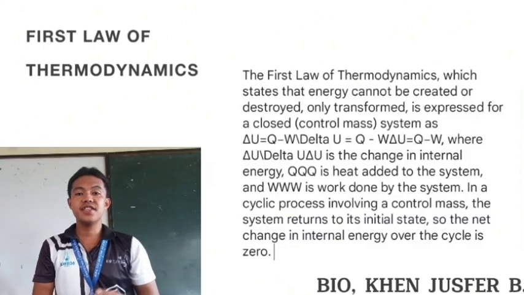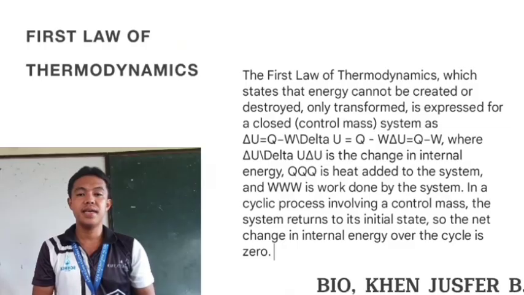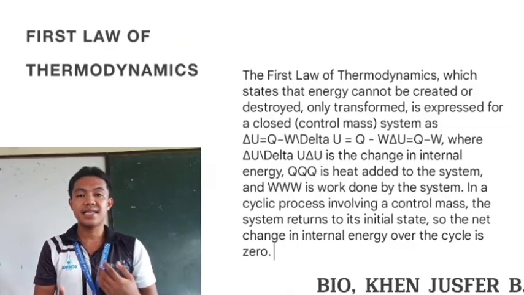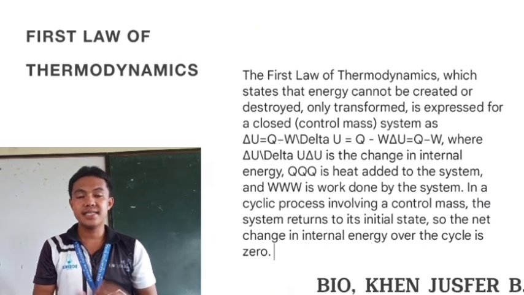In conclusion, the first law of thermodynamics, which states that energy cannot be created or destroyed, only transformed, is expressed for a closed control mass system as delta U equals Q minus W, where delta U is the change in internal energy, Q is heat added to the system, and W is work done by the system.